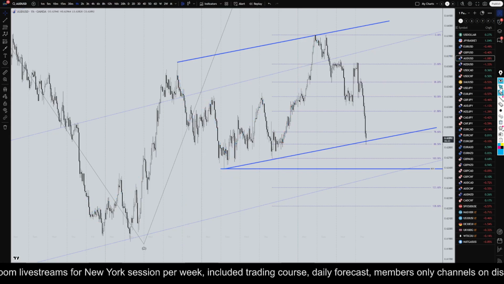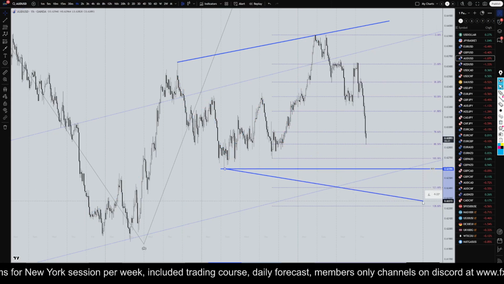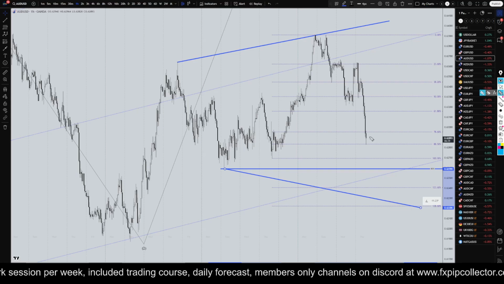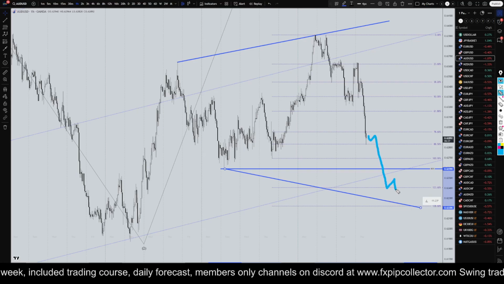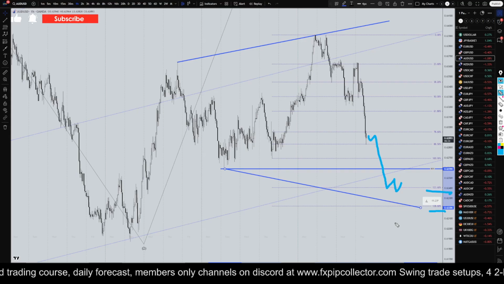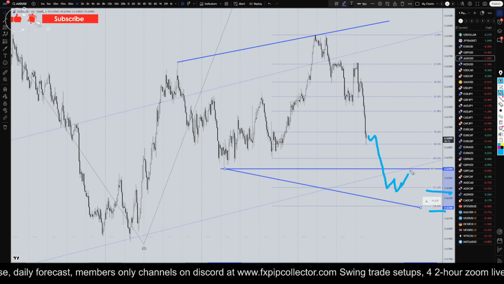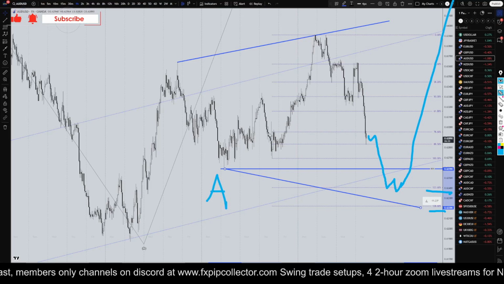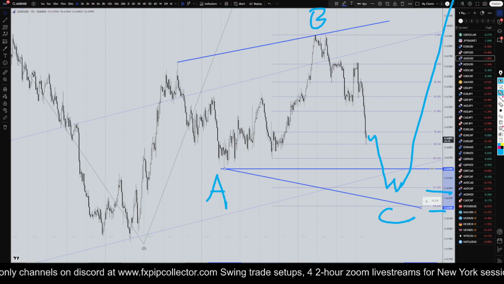But also be aware that it could turn into more of an expanding ABC correction like this, which means that it would potentially just keep on going down, maybe down to one of these lower fib levels like the 123 or the 138, and then end up continuing the uptrend for more of an expanding ABC correction.